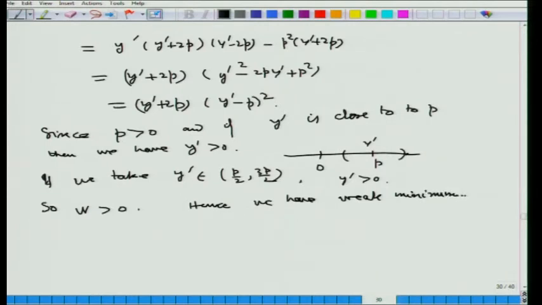Since here the sign of W depends on y prime, it is actually in the first order proximity, because y prime will have to be close to p. That means the derivatives of these nearby functions should be close enough. So, that is the first order proximity which was defined earlier.